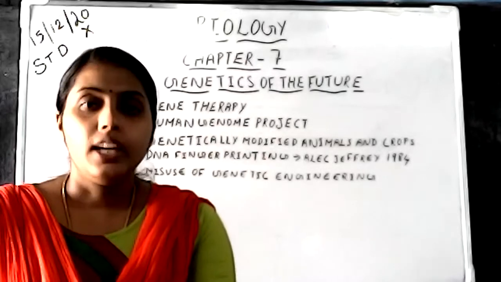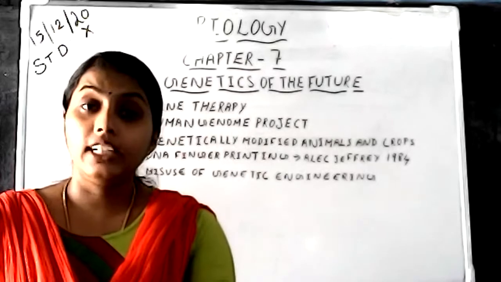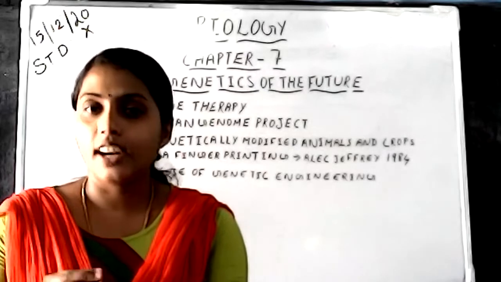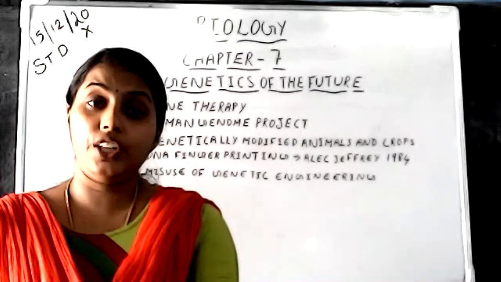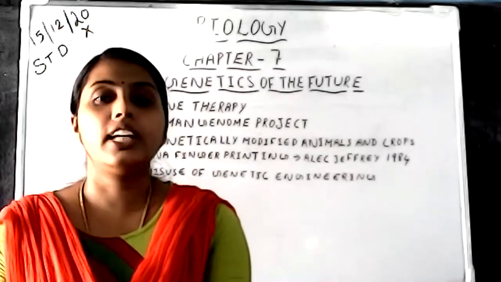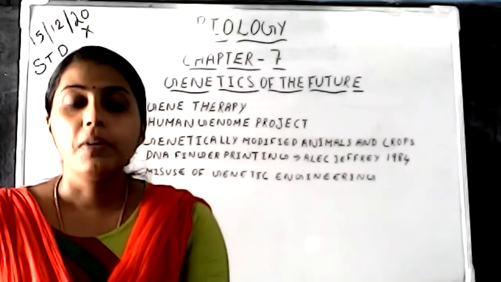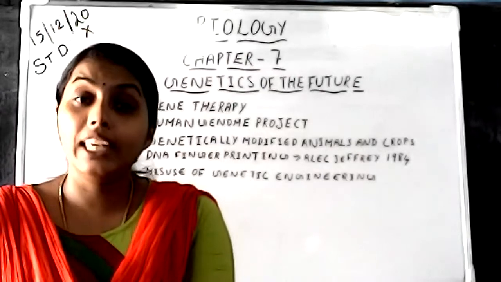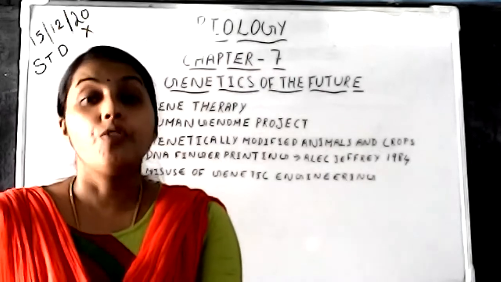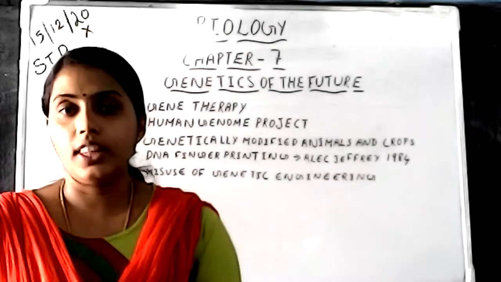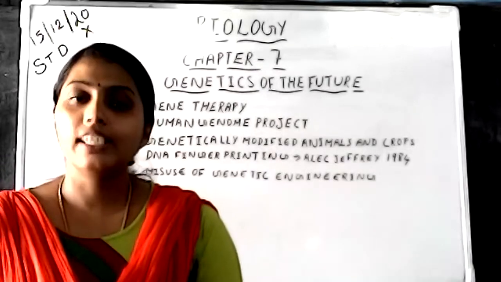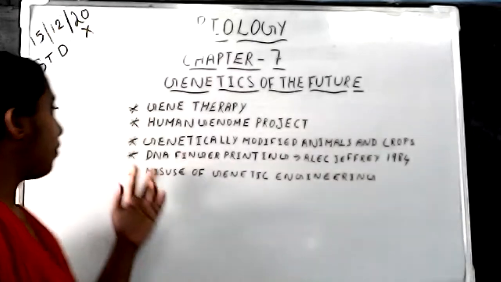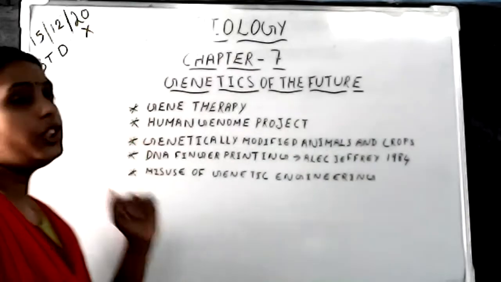In gene therapy, the disease-causing gene is cut and removed, and instead of that, a normally functioning gene is placed there. For cutting the gene, we have already studied genetic scissors, the enzyme restriction endonuclease, and with the help of the enzyme ligase, we are replacing the normally functioning gene there. That is the method known as gene therapy. The next topic we are going to study is the Human Genome Project.